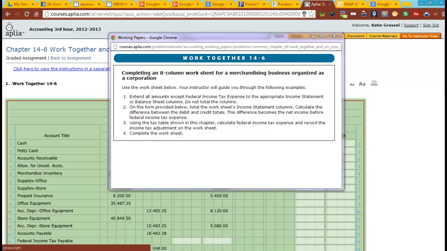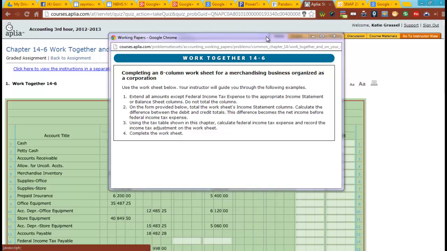What we have to do is carry over all of our accounts to our income statement column except federal income tax, because we need to calculate our net income prior to taxes. So we calculate our net income without taxes, then calculate our taxes, and then finish our worksheet. It gets a little bit confusing. You need to read 14.6. Read it, read it, read it. This is going to be the most confusing part of the whole chapter.